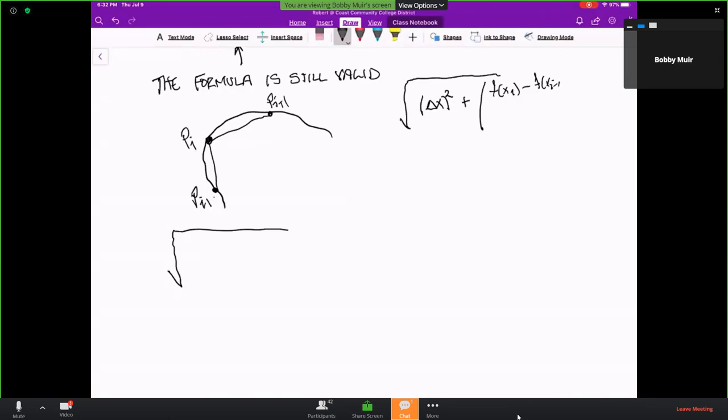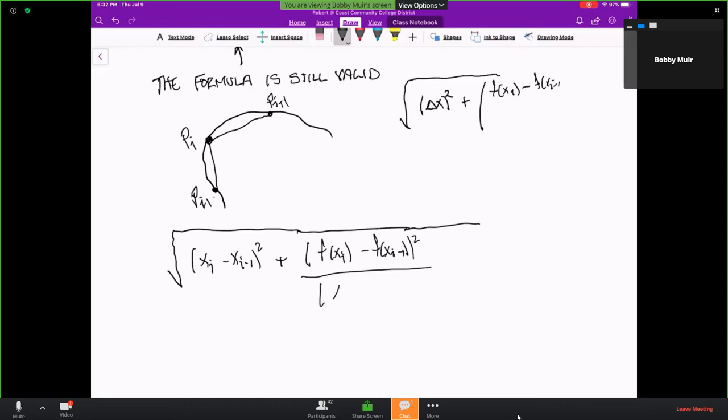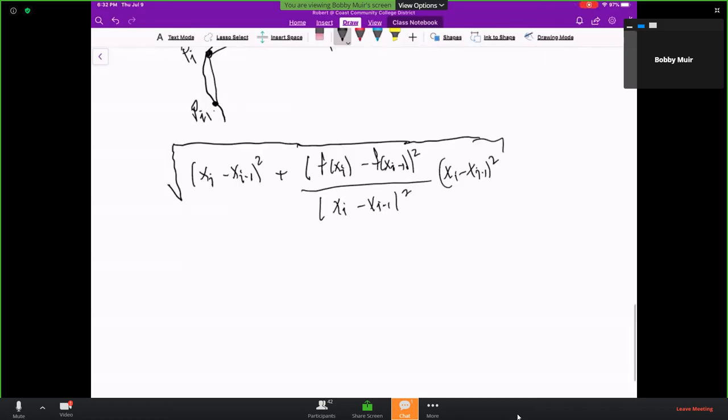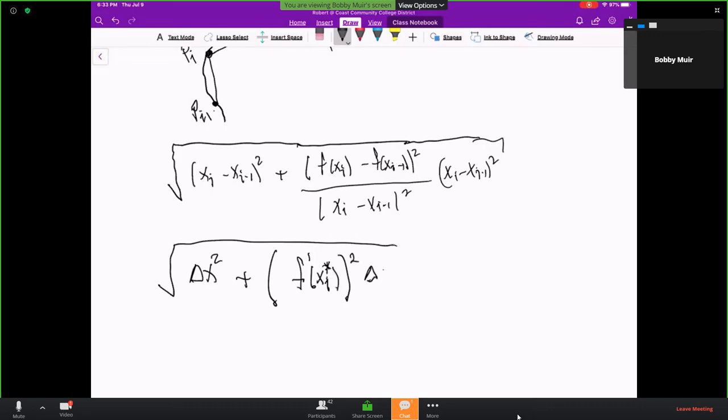So what I had in the formula was xi minus 1 squared, and then plus the yi's, which were these guys, like that, squared. And then what I did is I put in xi minus 1 squared, and then multiplied it by xi minus 1 squared. So what this ended up giving us was delta x squared. Then we had this difference quotient in here, which by the mean value theorem, we had that. And that was the $1 million step for the problem, delta x squared.